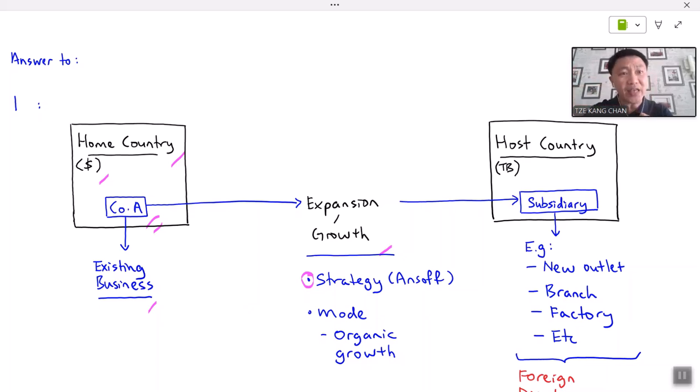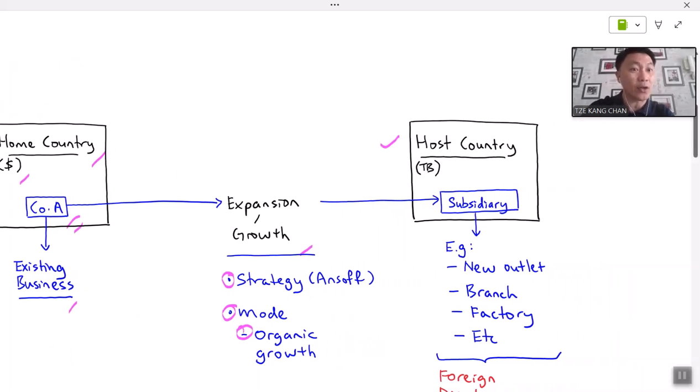If any of these growth strategies were to be pursued via one of the growth modes, namely organic growth, the company may have an option to expand the business operation in addition to the home market. It may be equally possible to explore overseas markets to expand and reach out the business operations abroad. Let's refer to this as the host country, whereby we assume the underlying currency is denoted by TB.